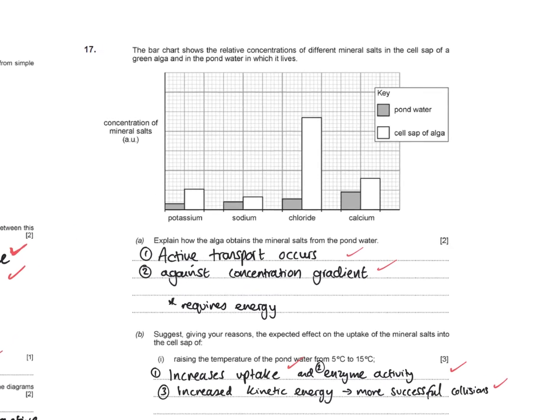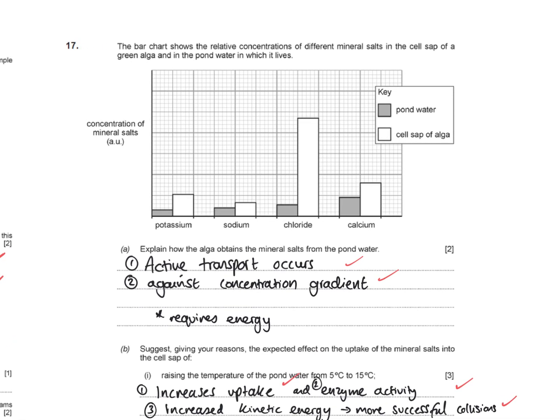So the second part of this, we have a bar chart showing the relative concentration of different minerals. And we've got our key here. So the darker shade of grey is pond water, and then the white is cell sap of alga. Explain how alga obtains the mineral salts from the pond water. What we can see here is that it's always moving from an area of lower concentration to an area of higher concentration. So in this, for 2 marks, the first is to state that it's active transport occurring, and the second is that it's against the concentration gradient, or mentioning that it requires energy.